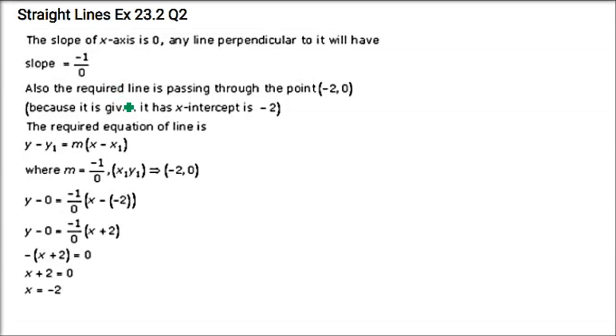Find the equation of the line perpendicular to the x-axis and having intercept minus 2 on x-axis. Minus 2 on x-axis. So this is your coordinate axis. Minus 2 will come somewhere here. If this is 1, 2, this is minus 1 and this is minus 2. Now here this is the intercept and this line is perpendicular to x-axis. That means it is parallel to y-axis.